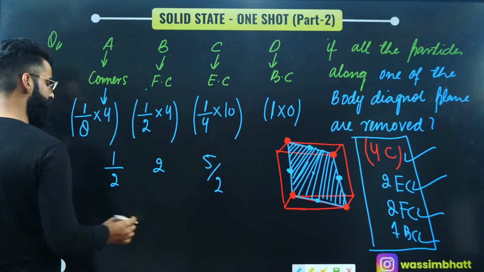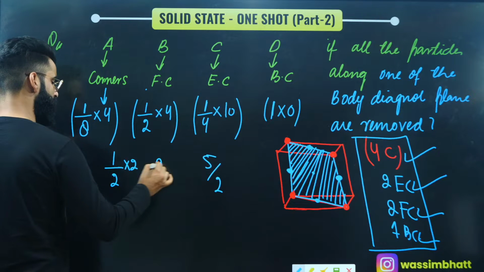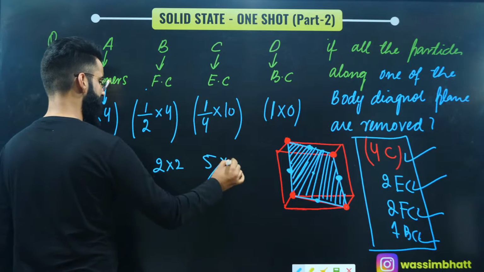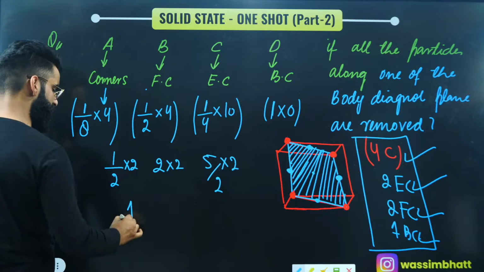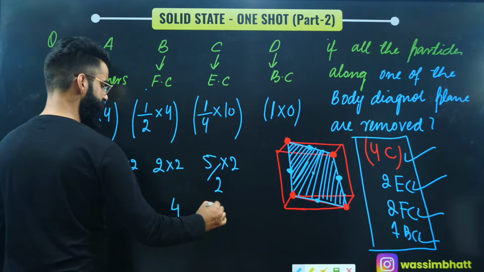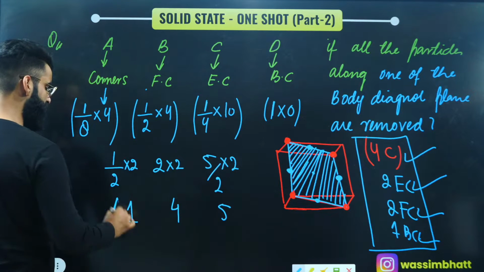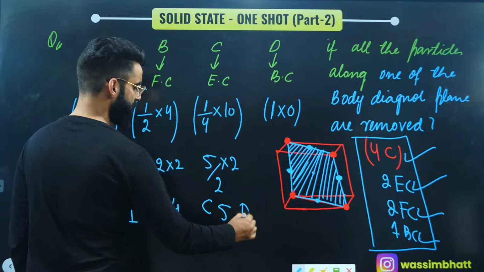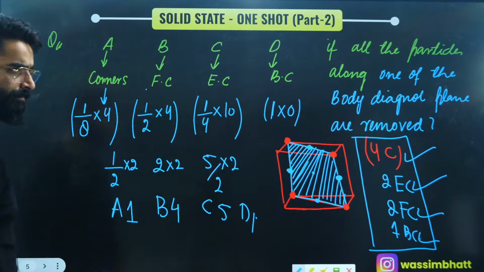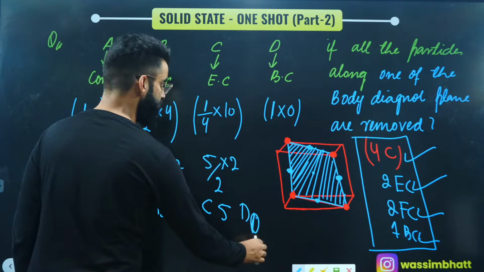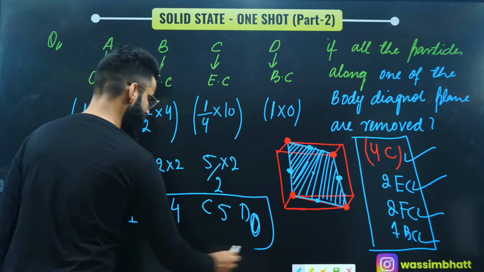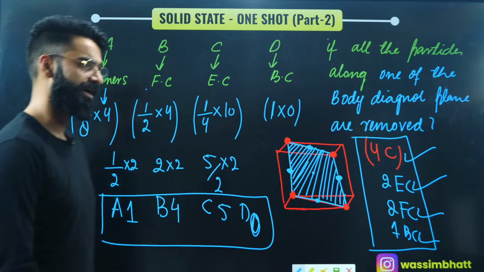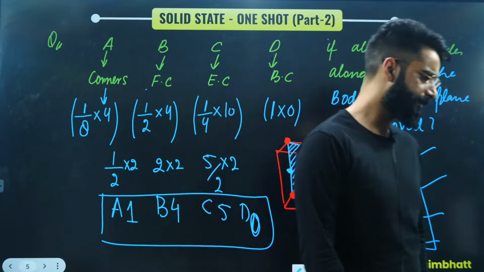If you take the LCM of the denominators, LCM comes out to be 2. So multiplying this term by 2, this term by 2, and this term by 2, this value comes out to be 1, this value comes out to be 4, and this value comes out to be 5. So the formula of the compound is going to be A1, B4, C5, D1, right? Not D1, sorry, it's D0, right? So this is the resulting formula of the compound which I was supposed to calculate. I'm sure it's again clear to everyone, right?